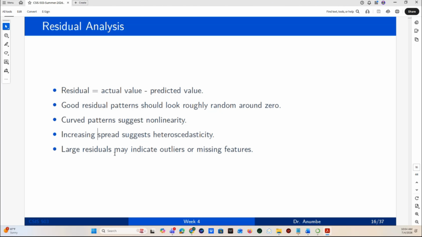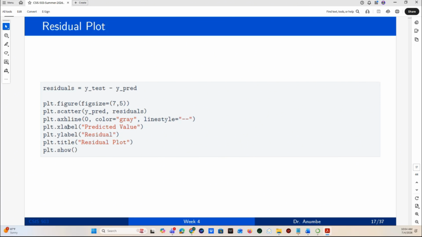So you said large residuals may indicate outliers or missing features. If we want to do a residual plot, this gives you an example of how to do it. Your residual will be your y-test and your y-predicted. This is the test data, and this is your predicted data. Your original outcome is what we know is the correct answer, and this is your predicted outcome, right? So all we need to do is to plot that.